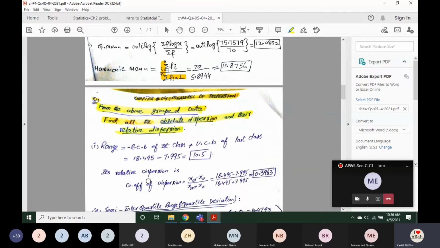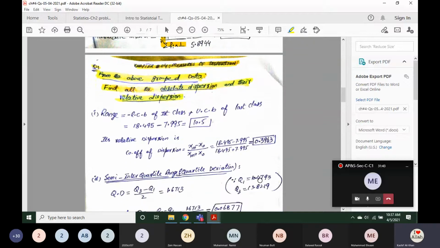Now what will be its relative dispersion, which is called the coefficient of dispersion? It will be xm minus x naught divided by xm plus x naught. So xm means 18.495, x naught means 7.995. As we divide them, we get the coefficient of dispersion 0.3963. Noted that relative dispersion is always a unitless measure.